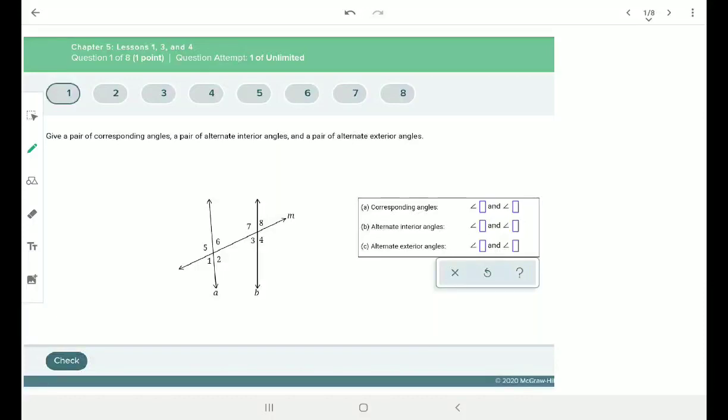Hi everybody. You have an ALEKS assignment today, and today's video is going to cover the Chapter 5, Lesson 1, 3, and 4 assignment. There are 8 questions discussing angles, polygons, and some triangles.